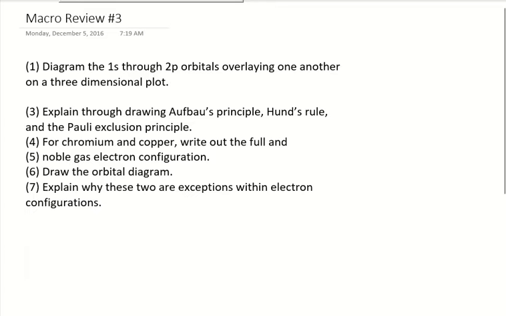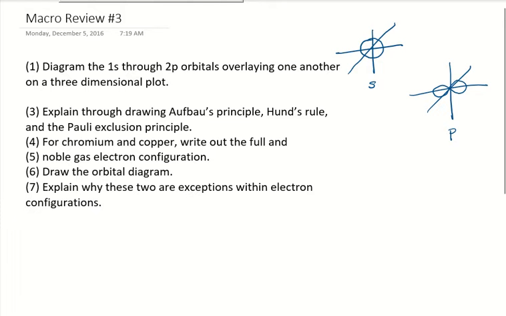So, couple things here. One, when it's asking to diagram the 1s and 2p orbitals, your test question is literally going to have a three-dimensional plot. An s orbital looks like a sphere, so this is S. A p orbital looks like what? Anybody? No. P orbital looks like a peanut. So, there's an S, there's a p orbital. You guys recall that?